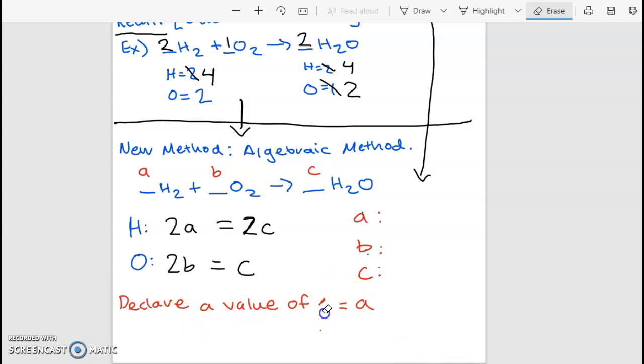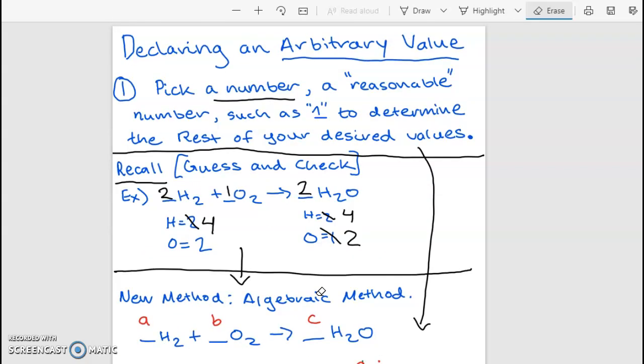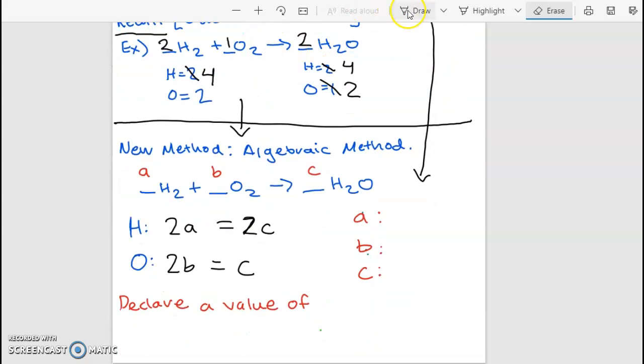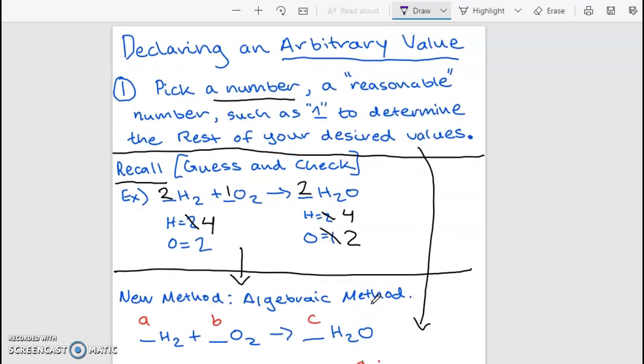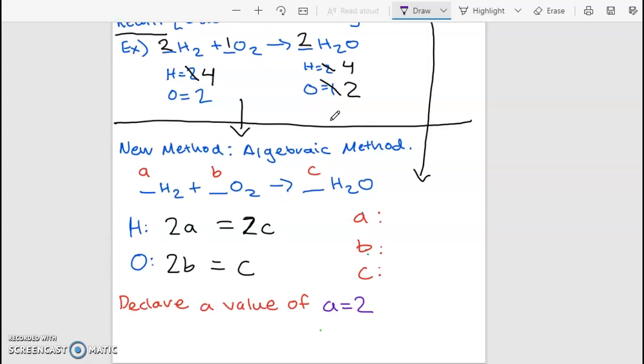Okay, declare a value. I just assigned a value of 1, but let's say I declare a value of A is equal to 2. Remember, an arbitrary value can be any value. It's a random value, but it's reasonable. I won't choose a value such as 100,000. That's impractical. You want to choose a small number you can work with.